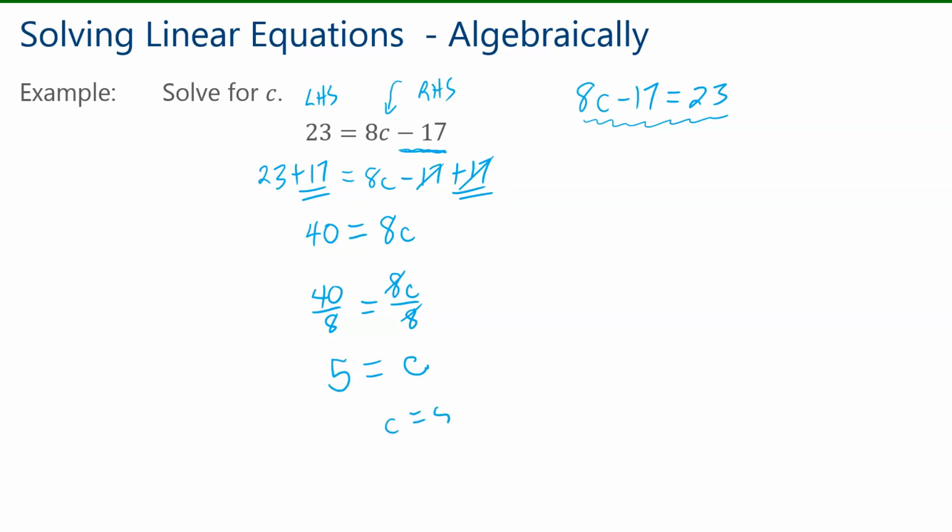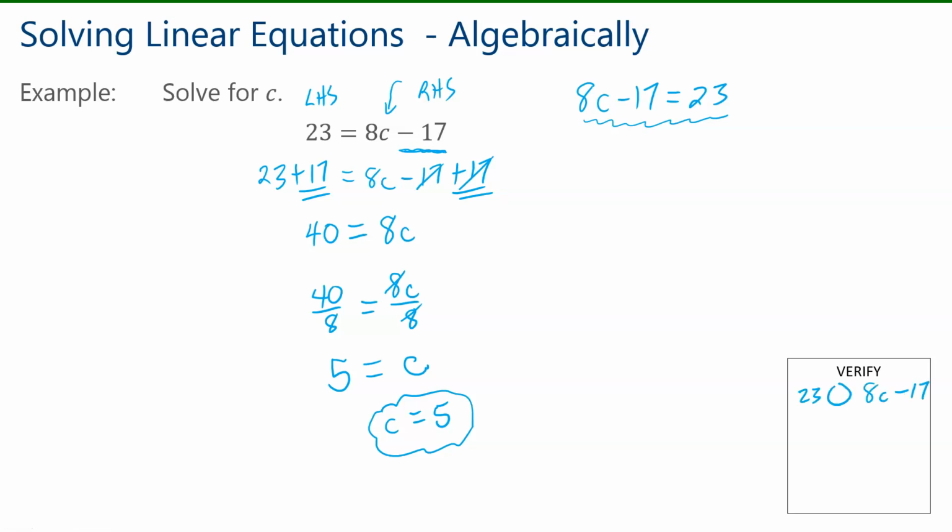So c equals 5. And a quick check. 23, 8c subtract 17. In place of the c, we have a 5. 8 times 5 is 40. And yes, 40 subtract 17 is 23. C equals 5. We are good.